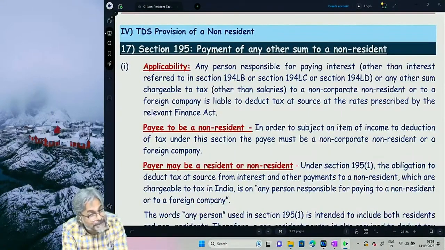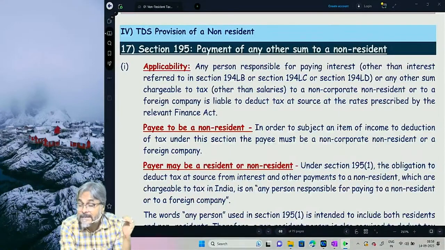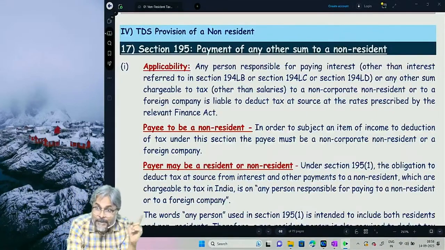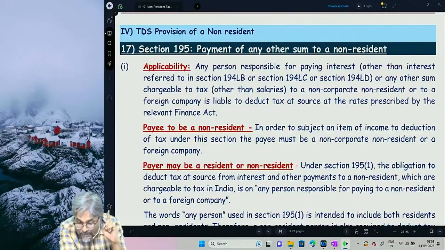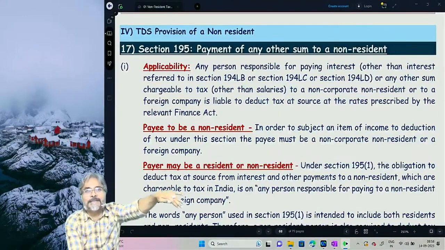So what is the step? What is the first step? The first step is to decide whether for British Airways, which is a non-resident, it is an income which is deemed to accrue or arise in India. Because only if it is an income which is deemed to accrue or arise in India, then only we can say it is chargeable to tax in India.